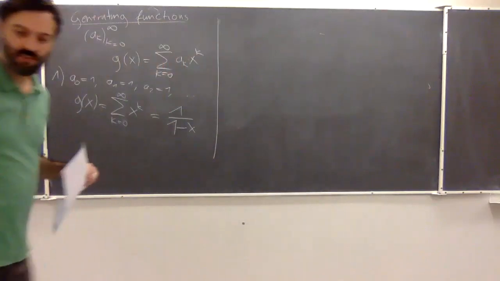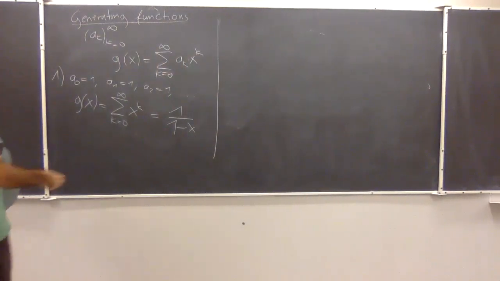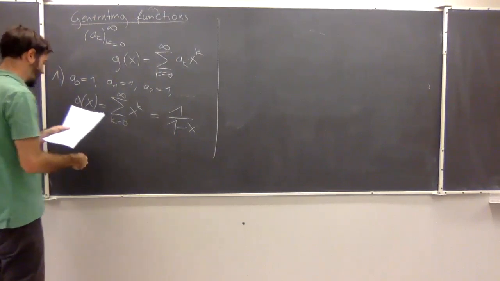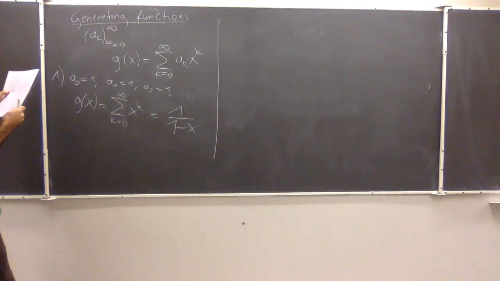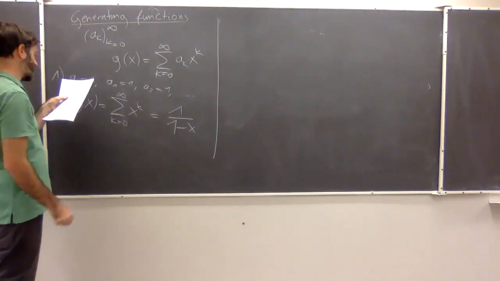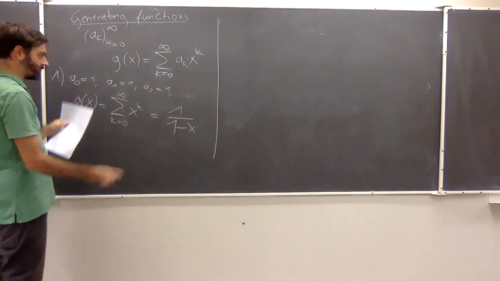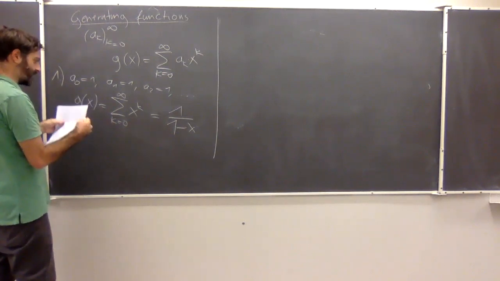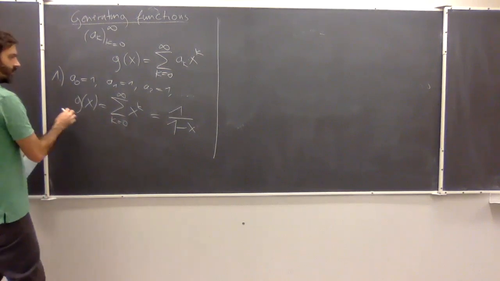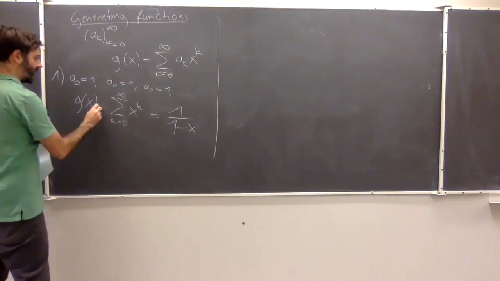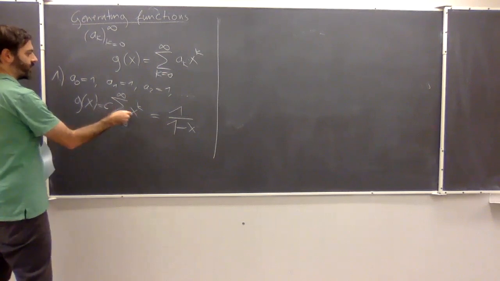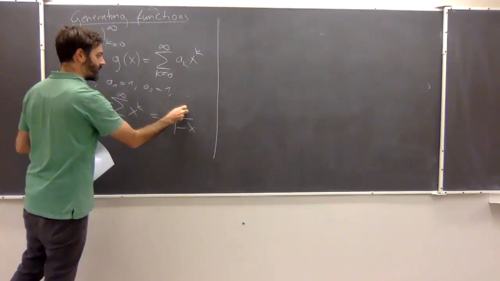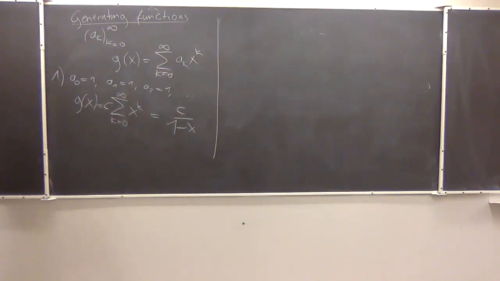From this little game, we see immediately that we can also encode a different sequence. If we have a constant in front, so maybe we're multiplying everything by c, then if our function is c times x to the power k, well, then this is just a c here.